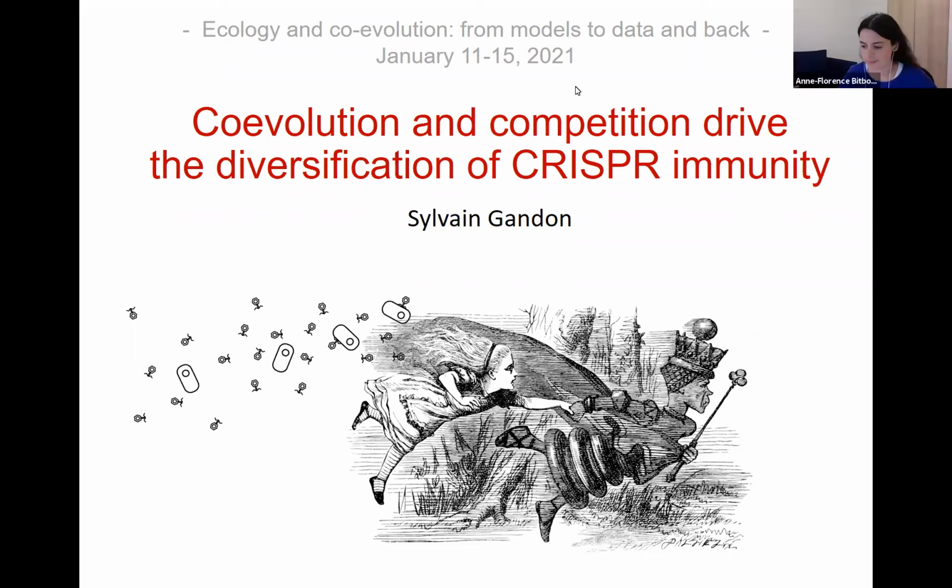So today I'm going to talk about coevolution. I have been working on coevolutionary theory in the past, and so I thought it was about time to do some experiments about coevolution. So I am going to present some work we've been doing on coevolution between bacteria and their phage. This is the first time I present this work, so any comment or feedback would be very welcome.